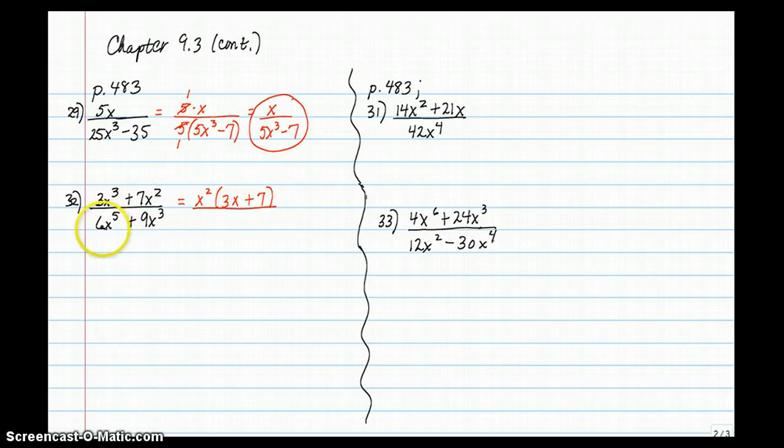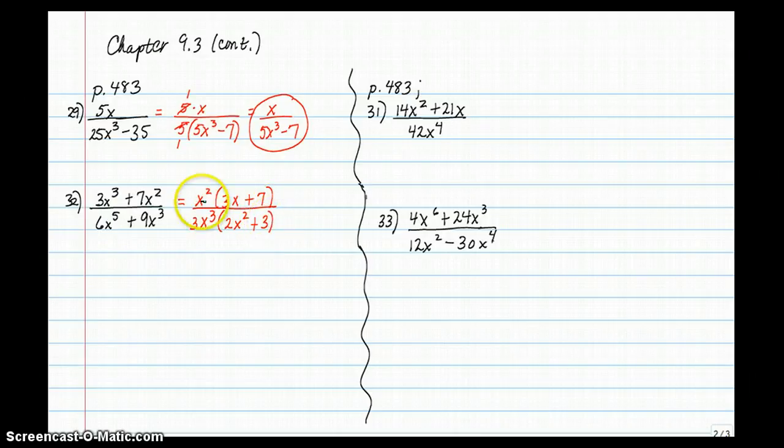Now we look down at this one. 6 and 9 have a common factor of 3, so I factor out a 3. We've got x to the fifth, x to the third. The biggest factor is x to the third. So we say 3x to the third times what gives me 6x to the fifth? Well, 3 times what is 6? 2. X to the third times what is x to the fifth? Oh, x squared. Plus, then you say 3 times what is 9? 3. X third times what is x third? Oh, that's 1, so I just put in the 3.